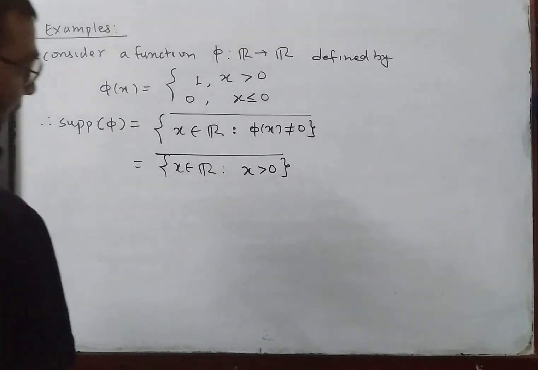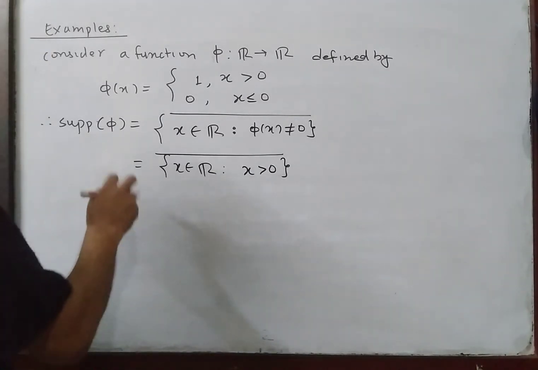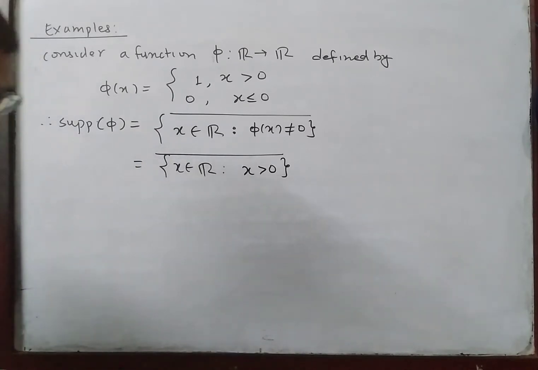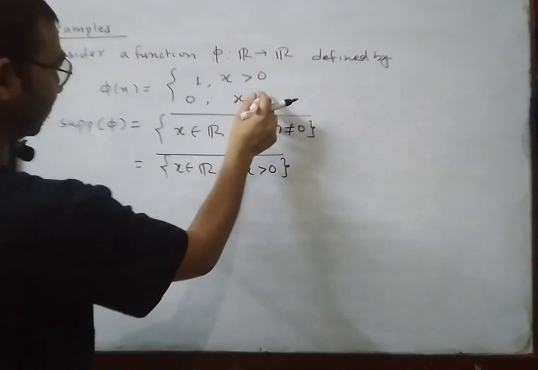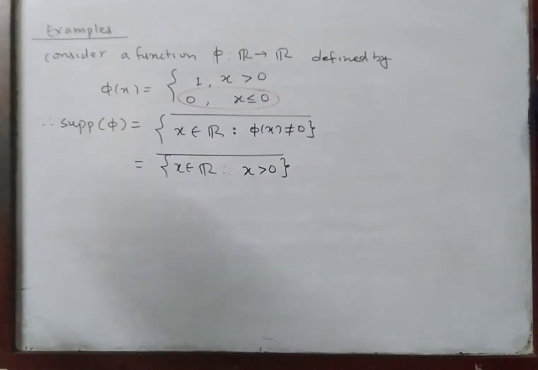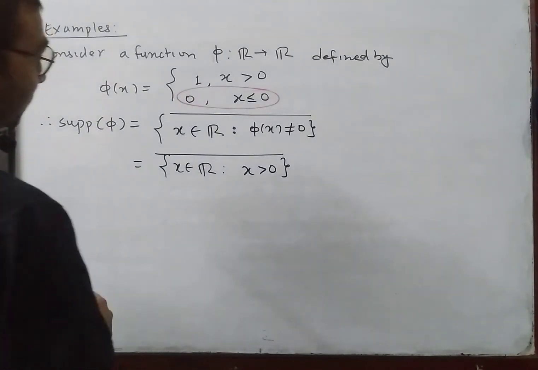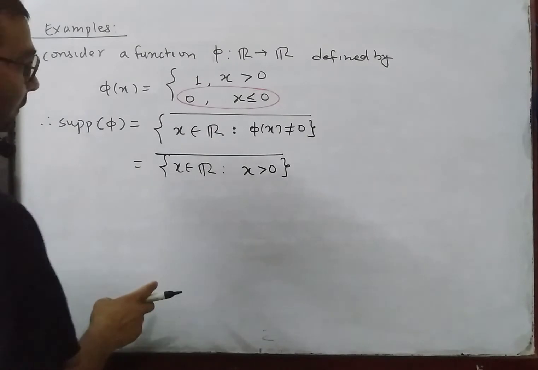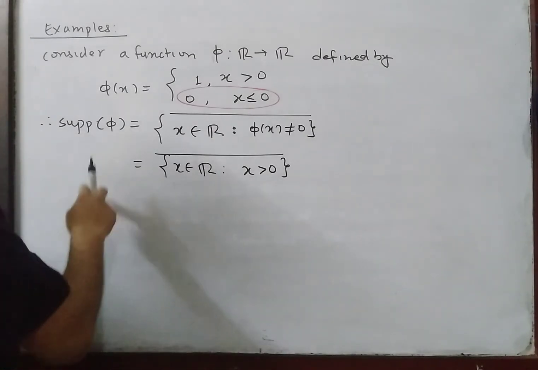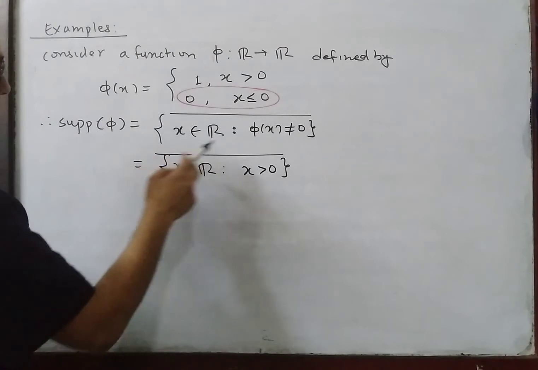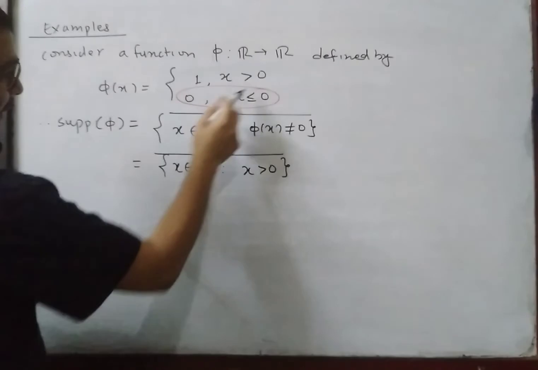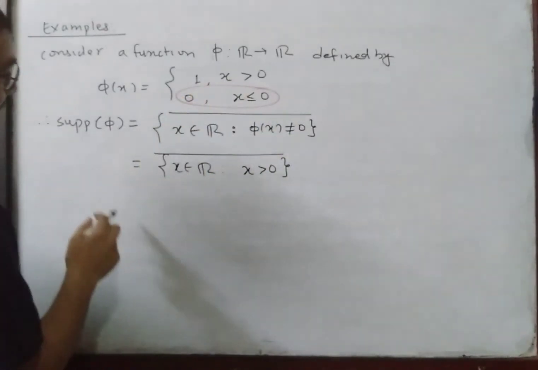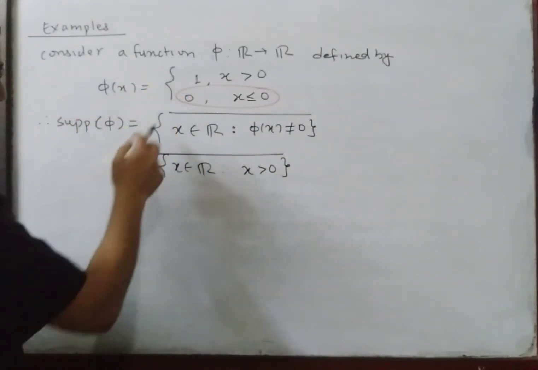Because by definition we have to take the values where the function is not equal to 0, and this is a step function, and for x less than or equal to 0 we have value 0, so we don't take these values, because by definition of support of phi we should always take those values where phi does not take the value 0. So we have to take x greater than 0, because in this domain phi is not equal to 0.